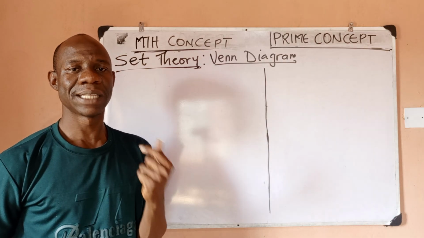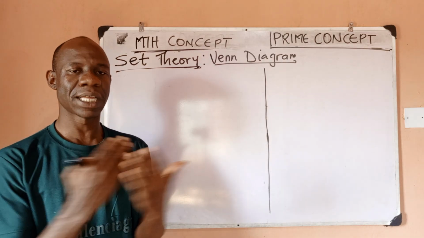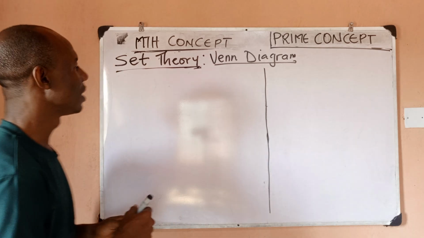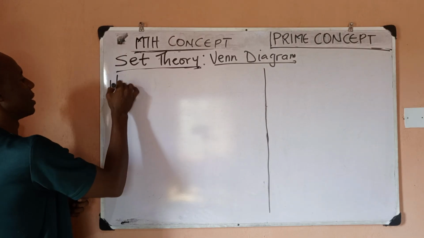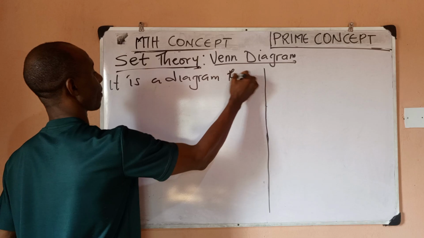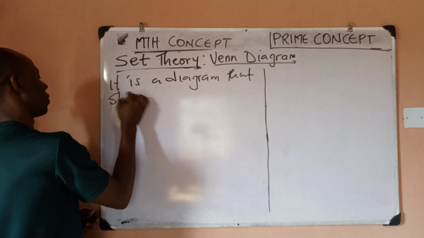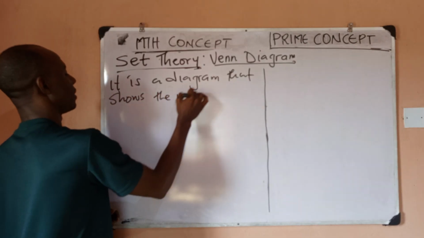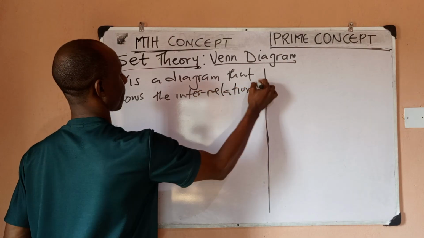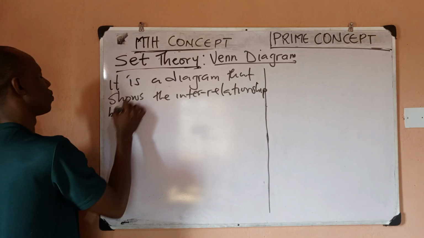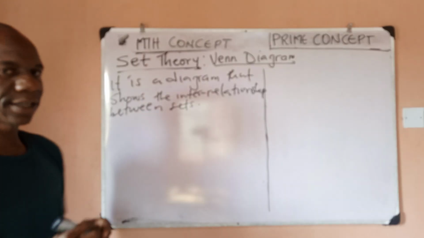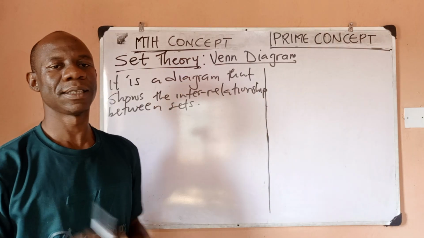Venn diagram is a diagram that shows the interrelationship between different sets. It is a diagram that shows the interrelationship between sets, or between different sets. That diagram is known as the Venn diagram.